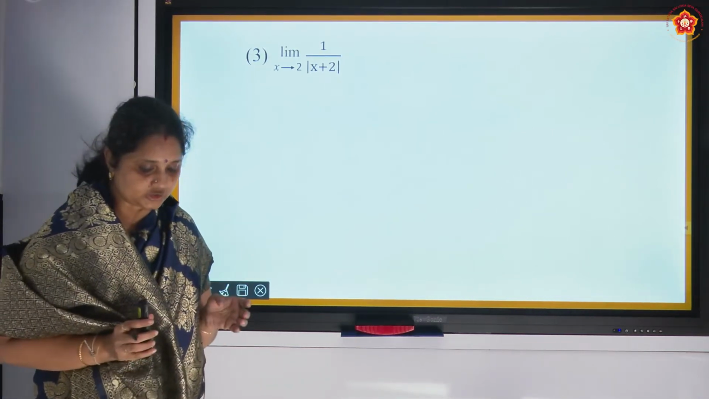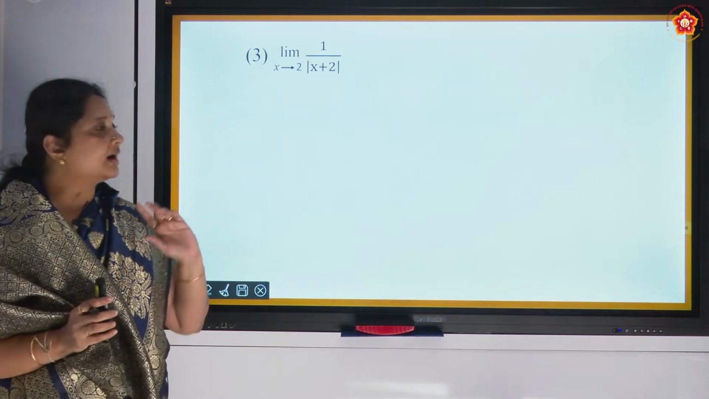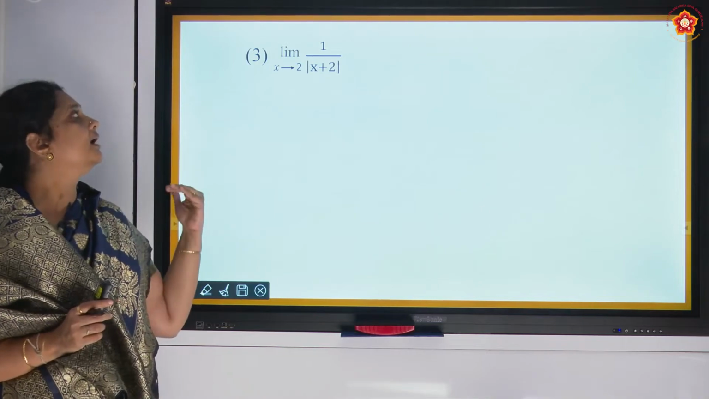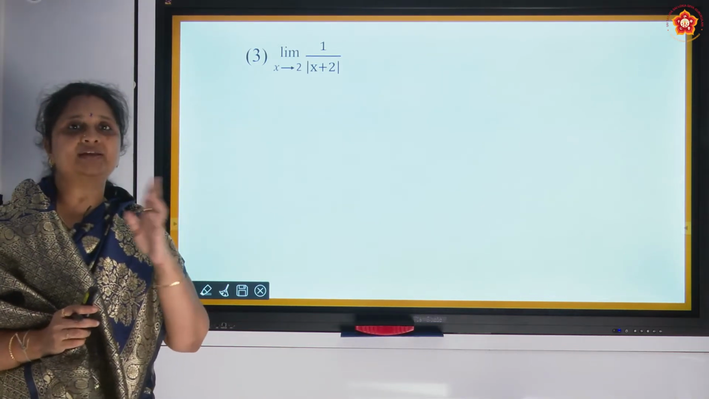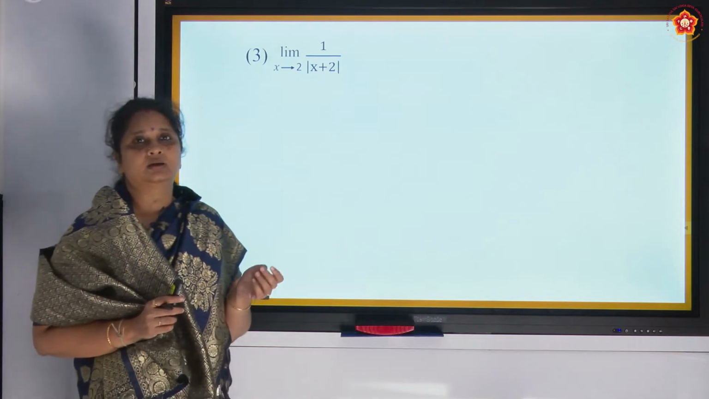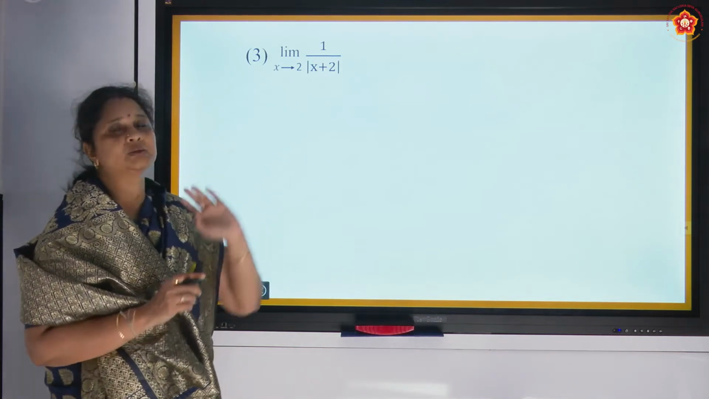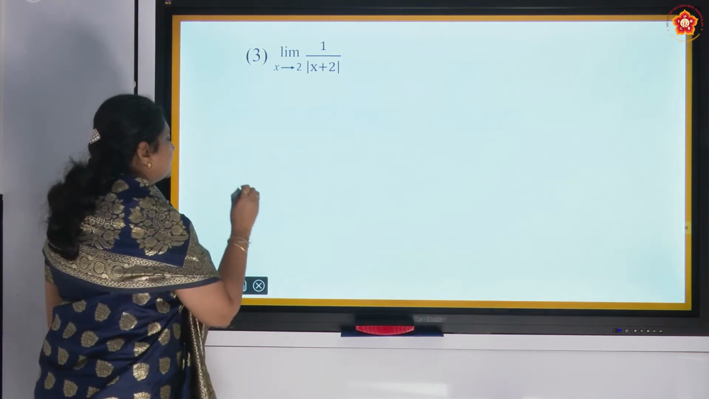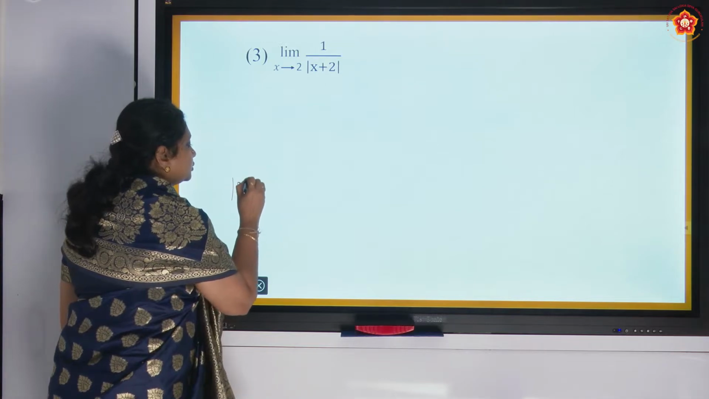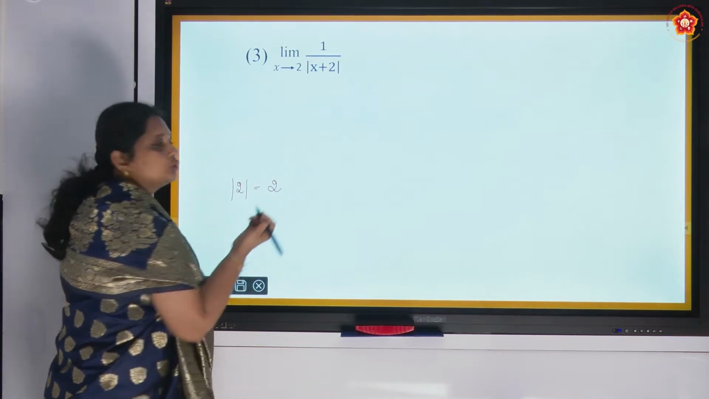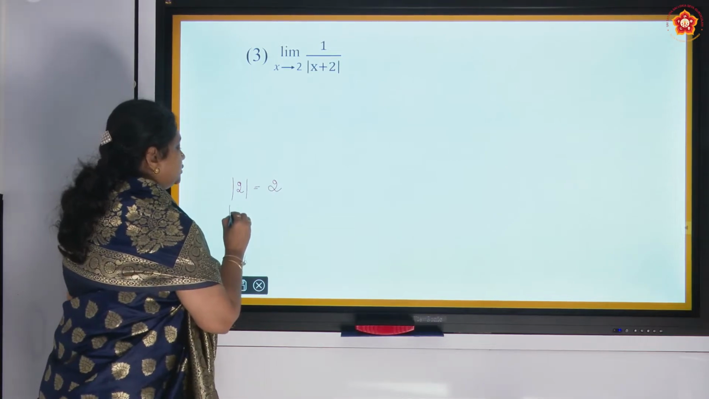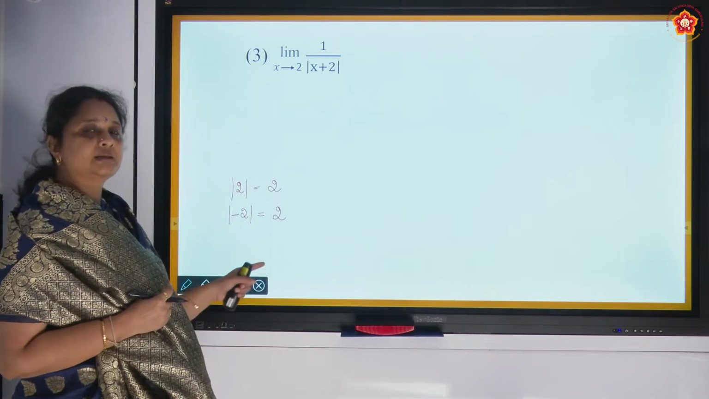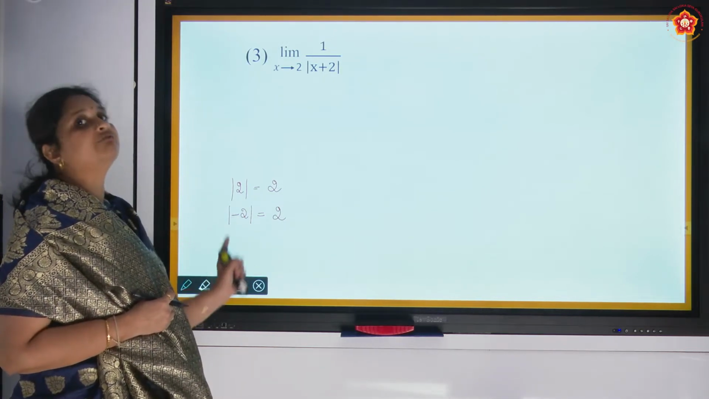But that's not the way to deal with absolute value functions. Because absolute value functions act differently at different values. So let's first understand how it behaves, in which interval it behaves how. Okay? Okay, so this is absolute value. What is an absolute value? Let's suppose I consider absolute value of 2. My absolute value of 2 is going to be 2. The absolute value of minus 2 is also going to be 2. So this is basically the distance of a number from 0.